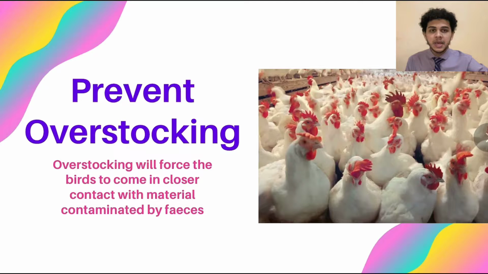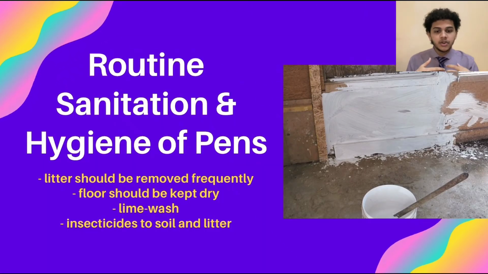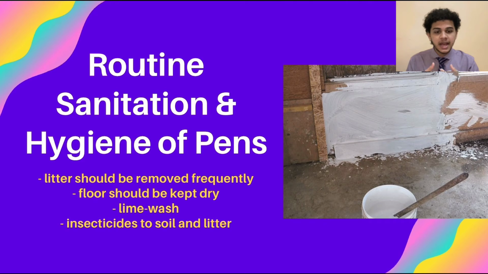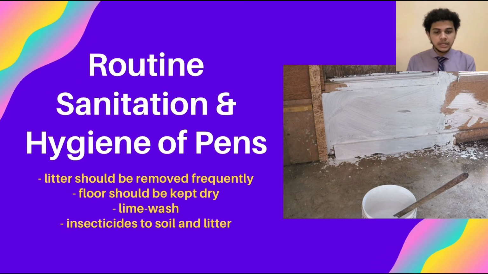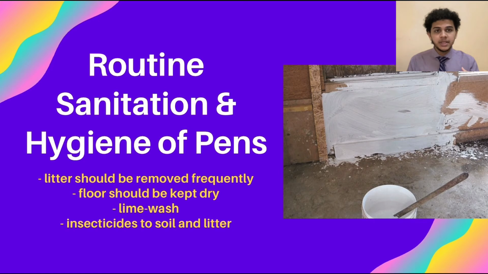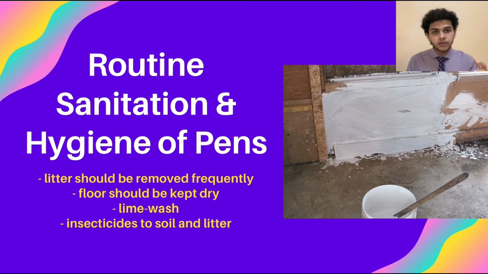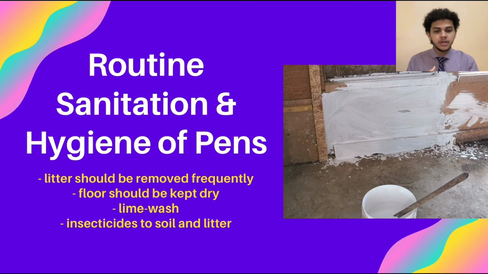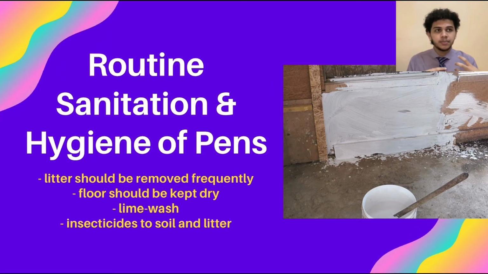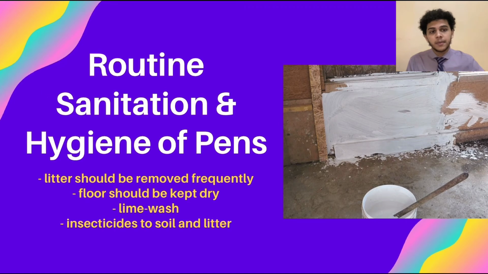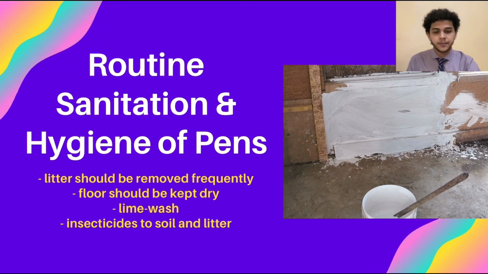The next method is to have routine sanitation in order to maintain hygiene of the pens. This can be done by removing litter frequently and keeping the floor dry as much as possible. The walls could also be lime washed, as you can see in the picture, and we can use insecticides on soil and litter to prevent intermediate hosts from infecting our host, in this case poultry.